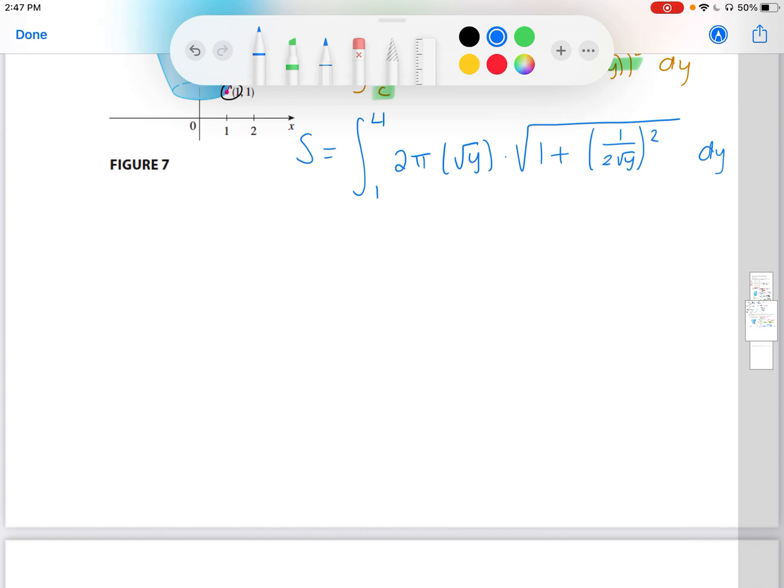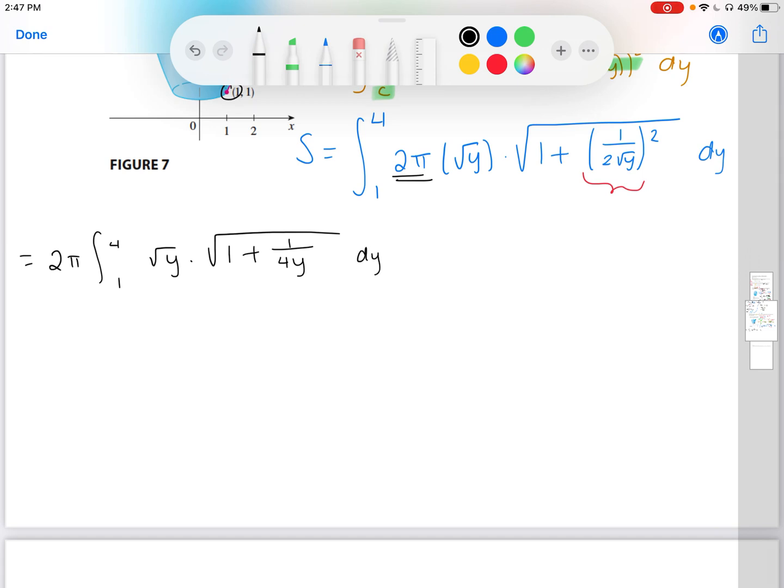Okay, so we have that quantity squared. Let's go ahead and clean that up, and move those constants forward. 2 pi from 4 to 1 of the square root of y times the square root of 1 plus 1 over 4y, dy.